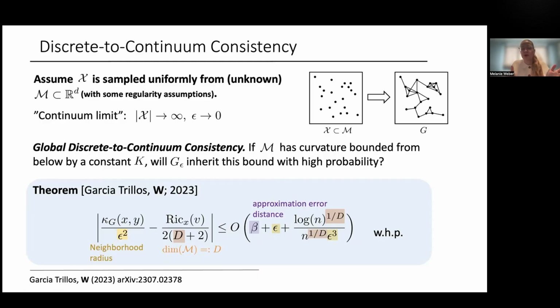We can also give, or learn, a global lower bound on the Ricci curvature of the manifold in this formalism. Again, the quality of the approximation depends on things like the dimension and is conditioned on a careful choice of the scale. But what we can say is that if the manifold has a Ricci curvature that is lower bounded by some constant, then we can learn that constant up to some error from a finite sample using Ollivier's Ricci curvature.